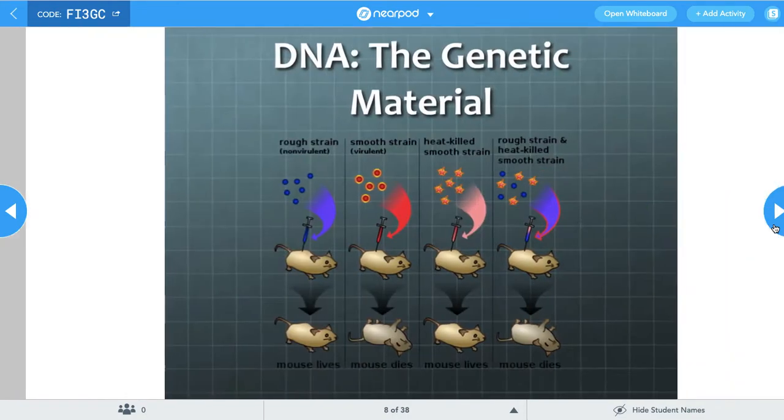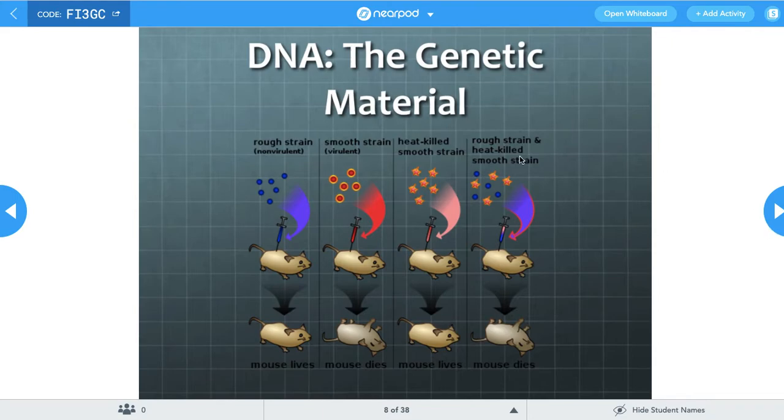And so from here, we had a control. We had the rough strain. We knew it was non-virulent. We knew it wasn't disease-causing, and so we injected it into a mouse. The mouse lived. Then we had the smooth strain, or the virulent strain. We injected it into the mouse, and the mouse died.